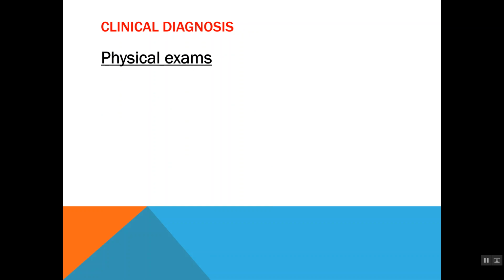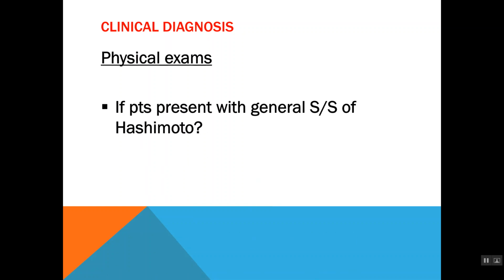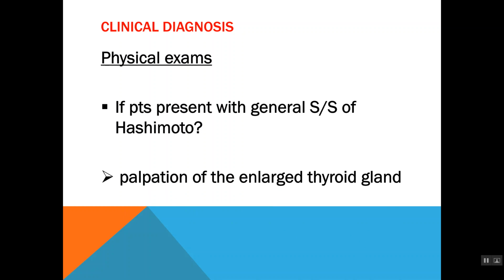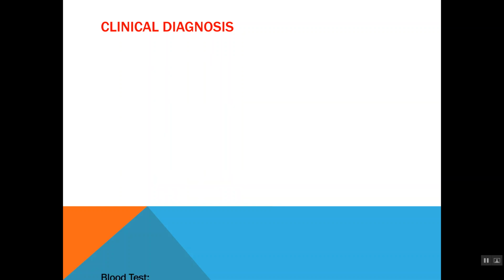How do we diagnose Hashimoto? We can use physical exams. We can check a patient's history and signs of symptoms of Hashimoto disease, just like the general symptoms we talked about in the previous slides. Also, we can palpate the thyroid gland area and see if there's any enlargement or tenderness.